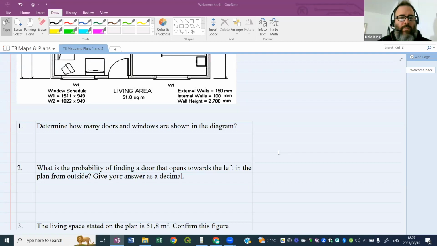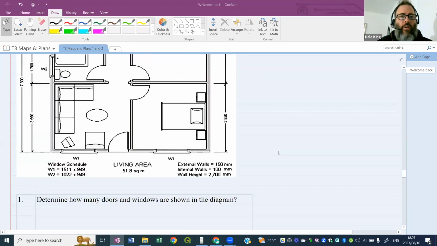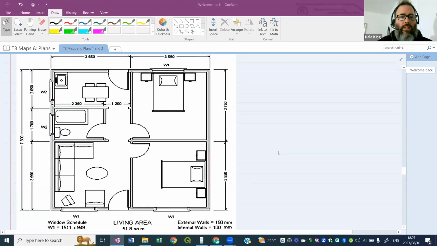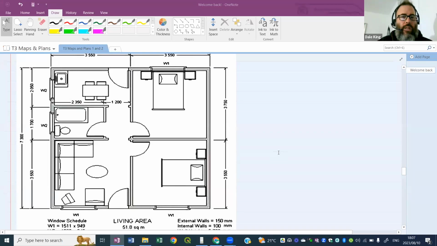Let's read it again. What is the probability? Remember the word probability. We have to calculate probability. Now, the formula to calculate probability should come into your mind. We need to find the probability of a door that opens towards the left in the plan from the outside.